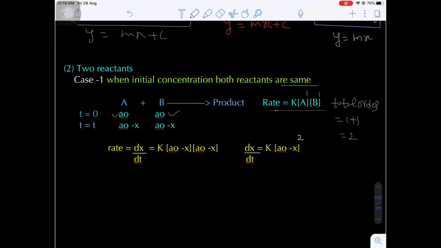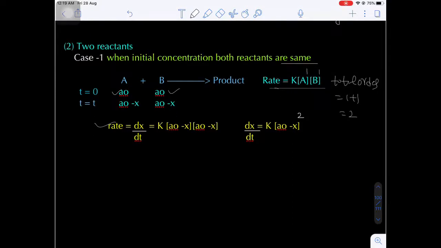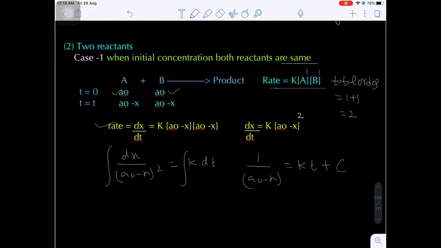Now here also the rate expression R is equal to dx by dt is equal to K times of (A naught minus x) into (A naught minus x), that is (A naught minus x) whole square. From here, dx by (A naught minus x) whole square will be equal to K times of dt. After integration on both sides, you will get on the left side 1 by (A naught minus x). On the right side kt and some integration constant.